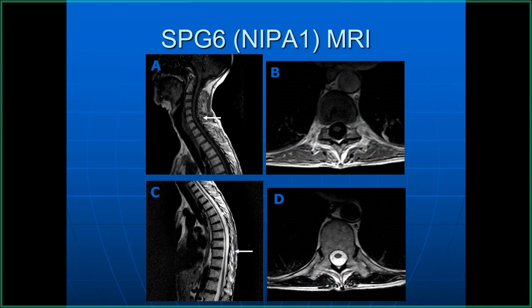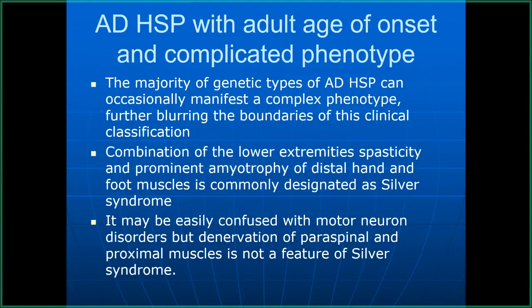Again, if you do imaging and see spinal cord atrophy, of course it doesn't mean it's SPG6, but it's something to think about. And of course, then we're talking about autosomal dominant disease with a complicated phenotype. But there is a very important condition called Silver syndrome, when there is a prominent amyotrophy of distal hand and foot muscles, high arches. It may be easily confused with motor neuron disease, but you don't have paraspinal denervation.